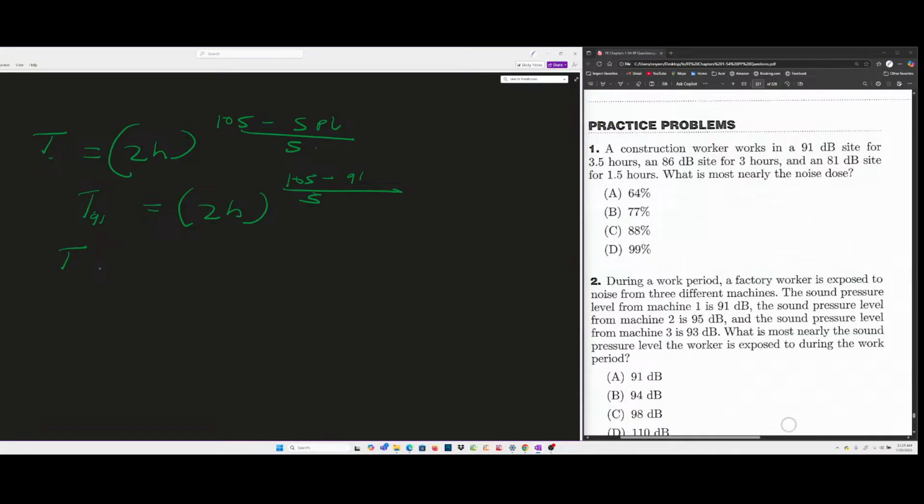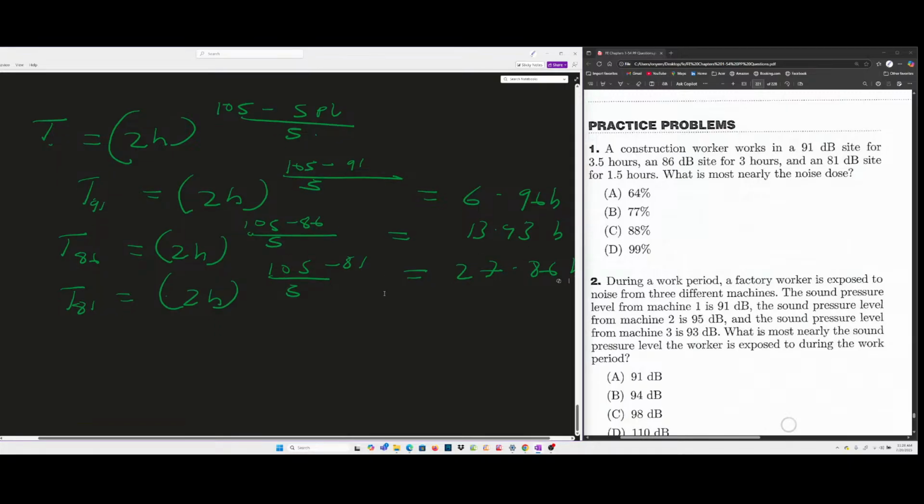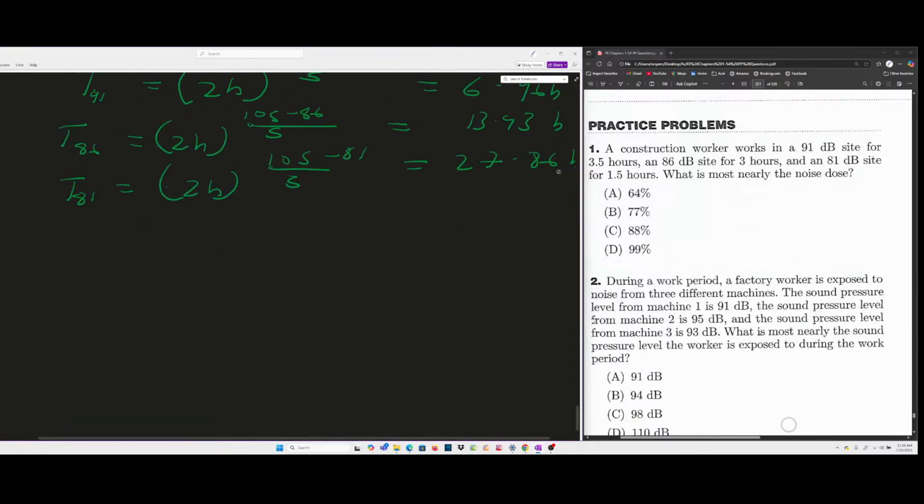We have T86 equals 2H over 105 minus 86, divided by 5. And T81, we have 2H over 105 minus 81, divided by 5. When we solve for all these, we have 6.96 hours, 13.93 hours, and 27.86 hours. So these are the exposure times for the construction worker.